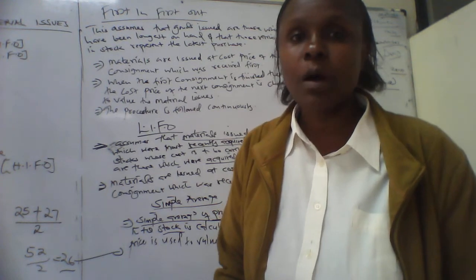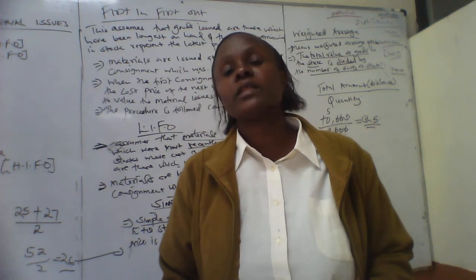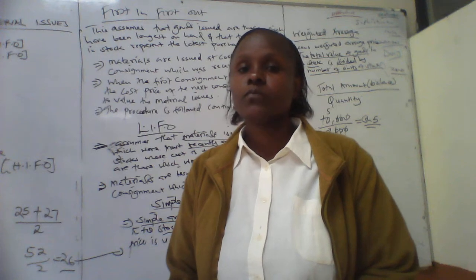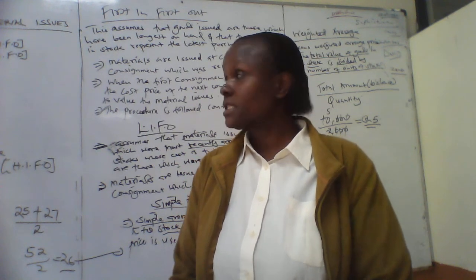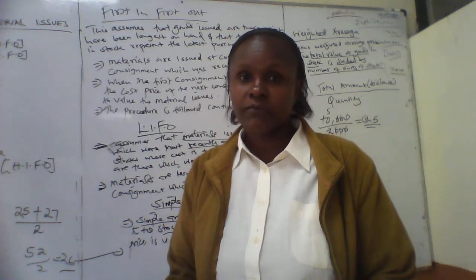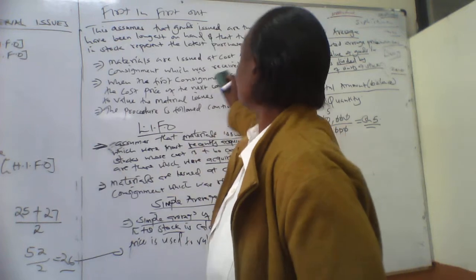You get the total value of the goods in the store. Then you divide by the number of units in the store. That is the quantity. Okay, that is about the weighted average. So we have the base stock. Let's look at the base stock.